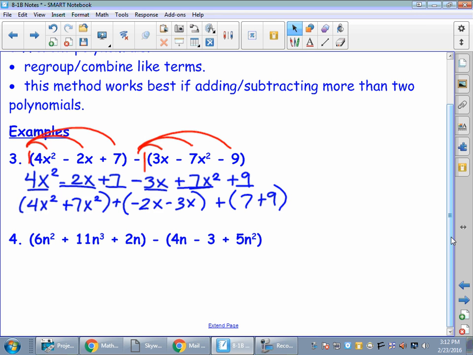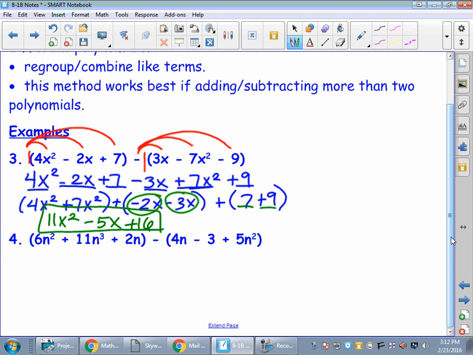And so what happens is a 4x squared and a 7x squared makes 11x squared. A negative 2x and a negative 3x makes a negative 5x. So plus and minus makes a negative. And then the 7 and the 9 makes a positive 16. And there's your answer: 11x squared minus 5x plus 16.